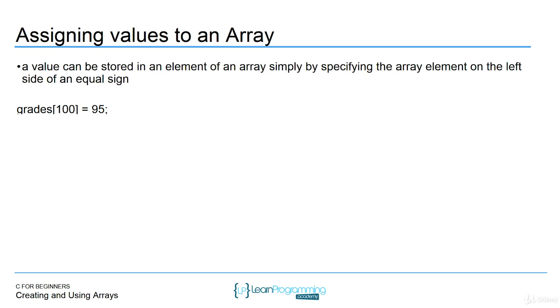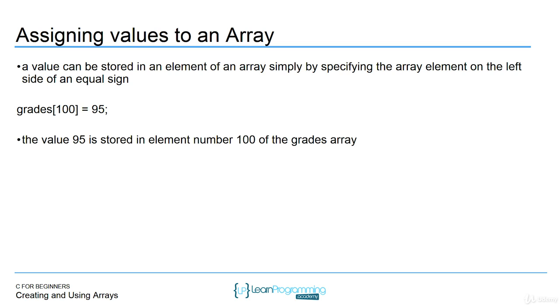So in this example, we have an array named grades. We don't know what size it is. It's got to be bigger than 100, or else we'd have an array out of bounds here. But in this example, we're saying grade sub 100 is equal to 95. The value 95 is stored in the element number 100 of the grades array. Very simple. You just specify the index, and then whatever value you want to assign, you do. You can also use variables to assign values to an array. So 95 could be stored in a variable, just like you assign other variables.